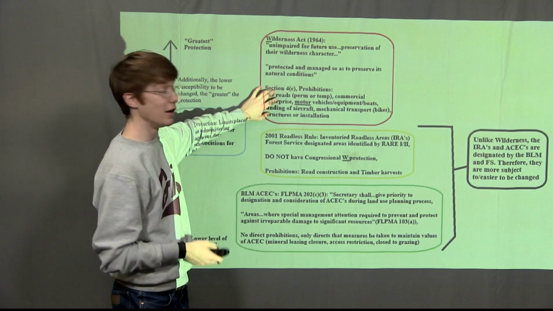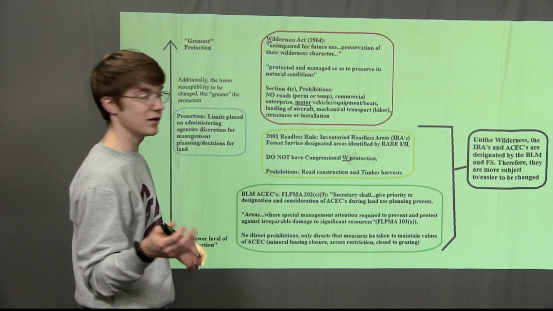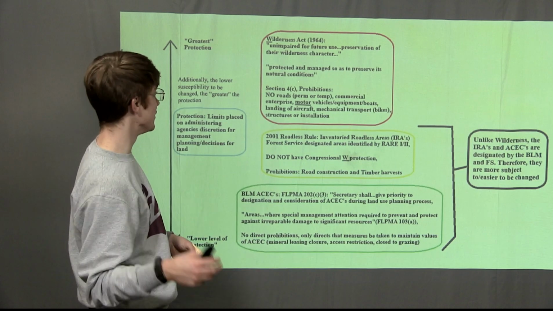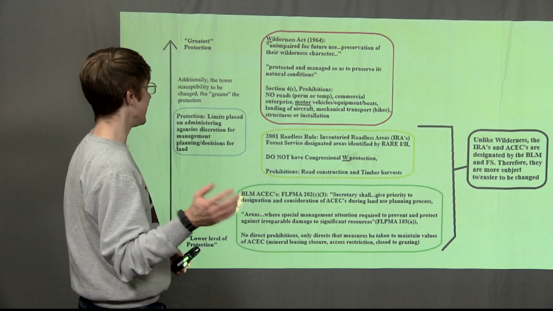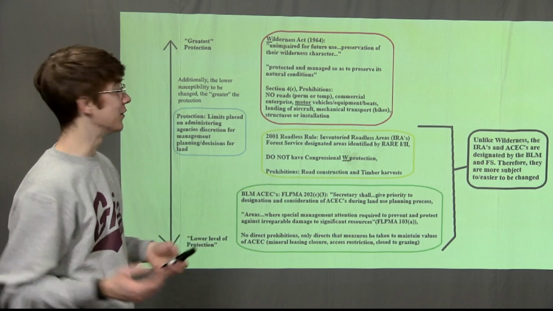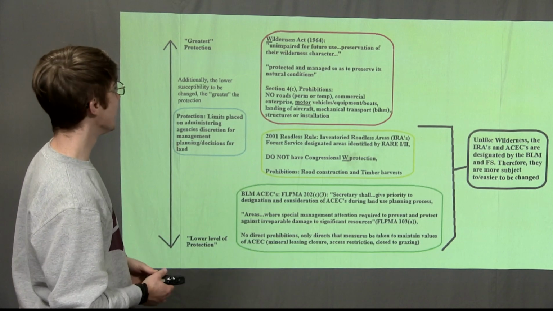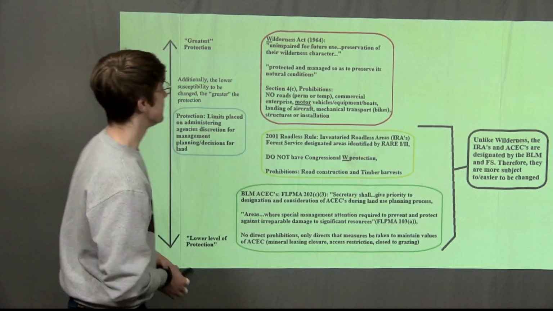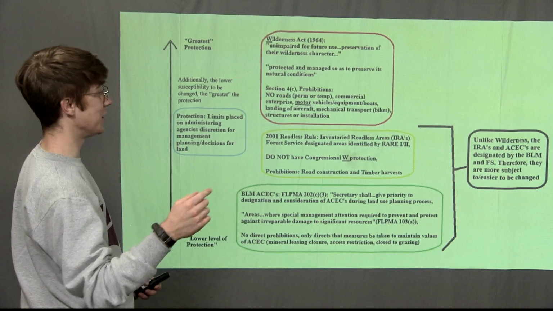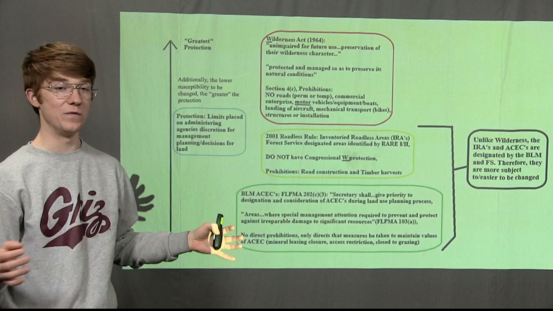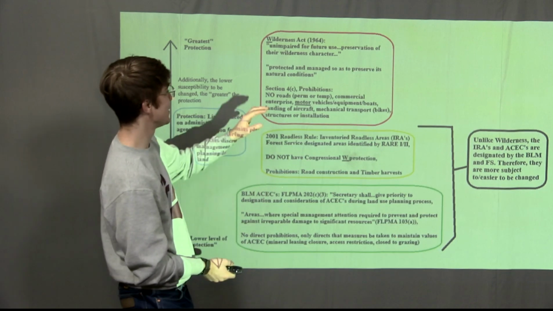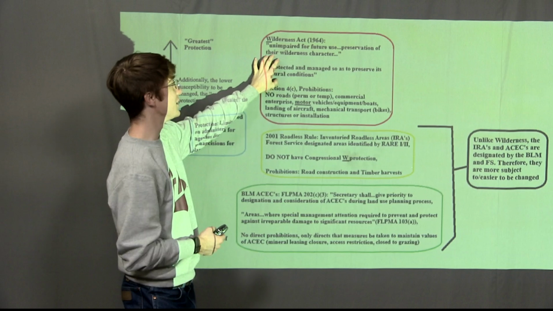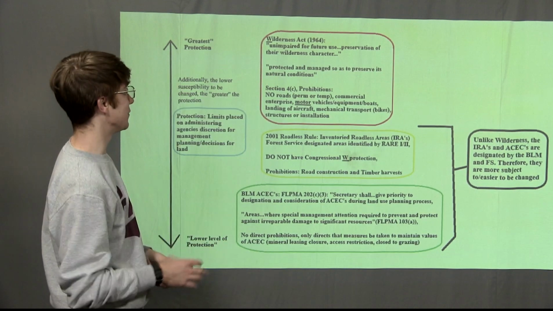It also comes with the additional Section 4(c) list of prohibitions: no roads, permanent or temporary, no commercial enterprise, no motor vehicles, no motorized equipment, no motor boats, no landing of aircraft, no mechanical transport, which includes bicycles, and no structures or installations. That is with exceptions, of course. But it's statutory by Congress, so it would be very difficult to change or amend. It also has this extensive prohibition list and mandates for the agencies on unimpairment and preserving natural conditions.